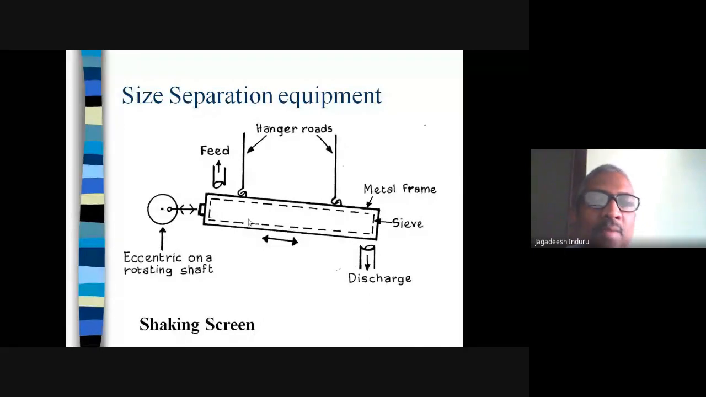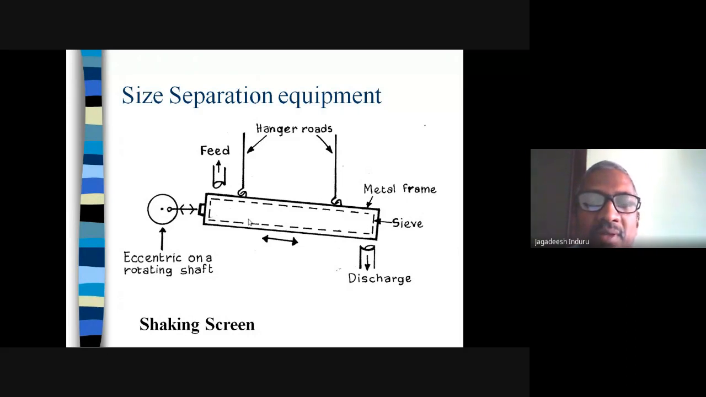During that movement, you are allowing the feed, which is falling from the top by using a feed hopper, and the material is passed through the screen. You will get two types of material. One is plus material, another one is minus material. One is oversized material, another one is undersized material. The undersized material will be discharged at the bottom and you are going to collect it.